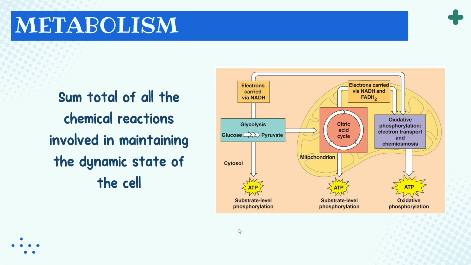because metabolism is in terms of the production and the use of our energy. So as stated here, it is the sum total of all the chemical reactions involved in maintaining the dynamic state of our cells. And the image that you see here are just some of the biochemical reactions that are happening in our body. And these are actually your major pathways, from your glycolysis to your citric acid cycle and to your oxidative phosphorylation, which involves your electron transport chain.